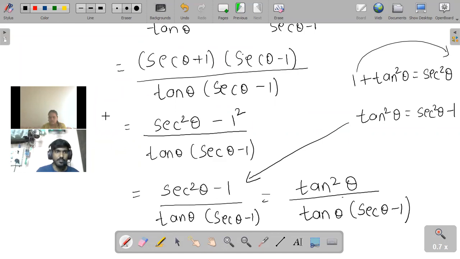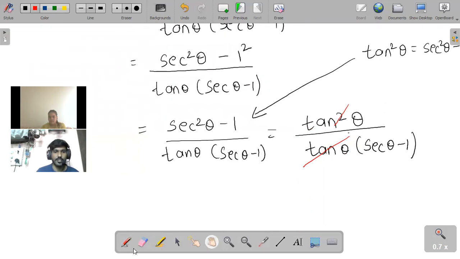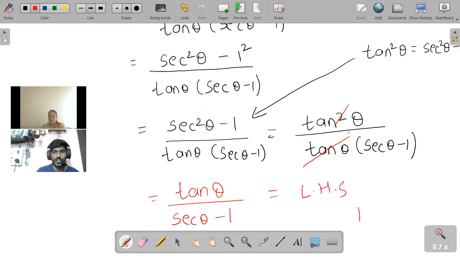Now, from the denominator, 1 tan theta and 1 tan theta cancelled. And finally, you will be left with tan theta upon sec theta minus 1, which is equal to your left-hand side. And you can say, hence proved.